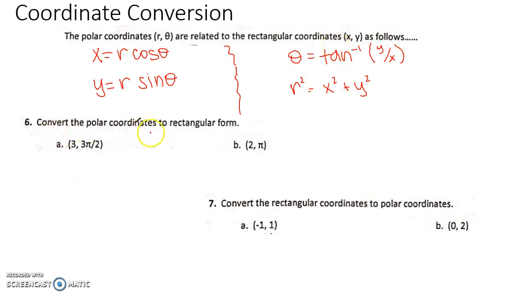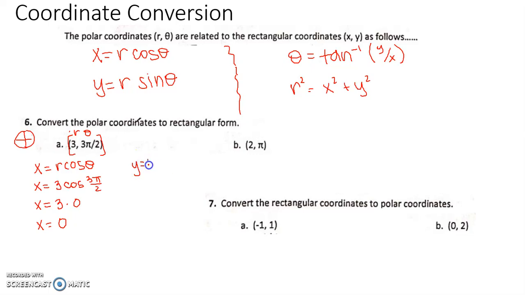So for number 6, it says convert the polar coordinates to rectangular form. So I have polar coordinates, which they stopped using brackets, but as r theta. So I need to rewrite this using x and y. I know that x is equal to r cosine theta. So I'm going to just plug in what I know. My r is 3, my theta is 3 pi over 2. Which, if I think about my unit circle, cosine of 3 pi over 2 down here is at 0. So my x value is 0.